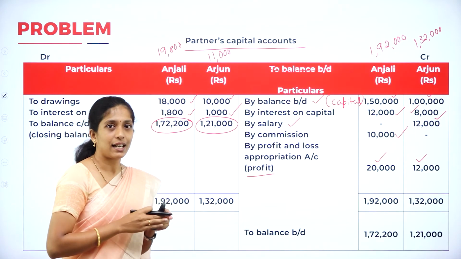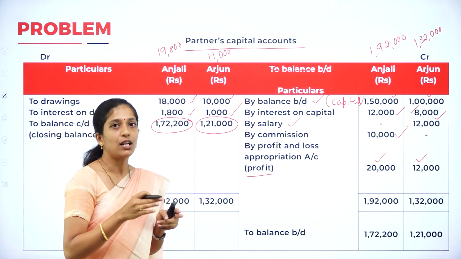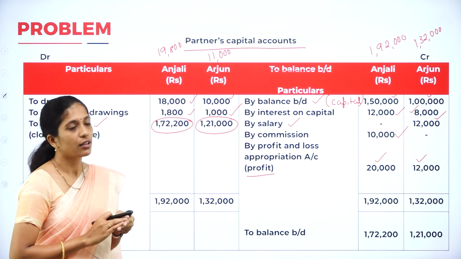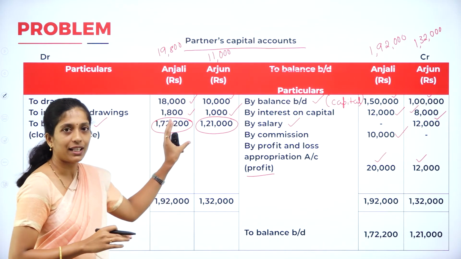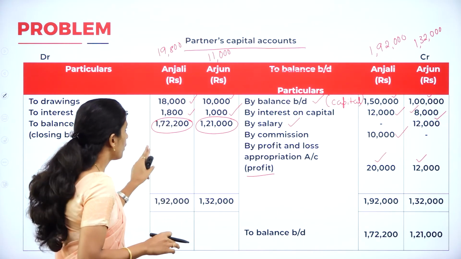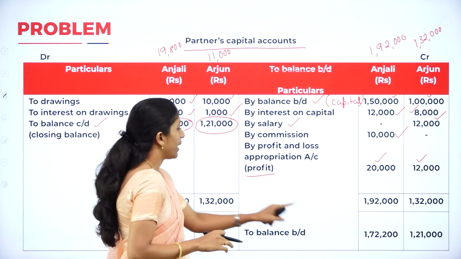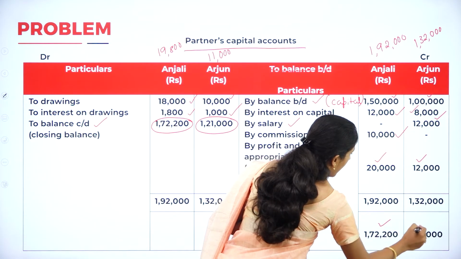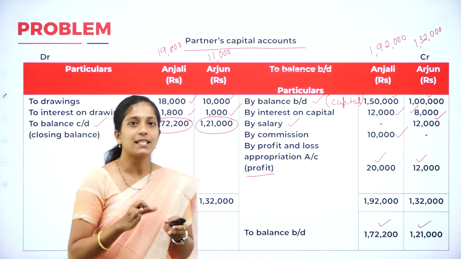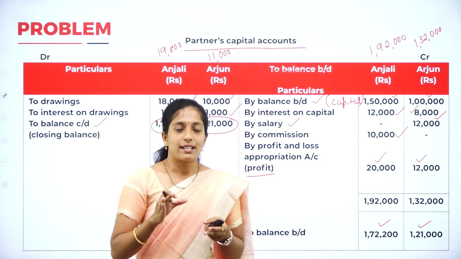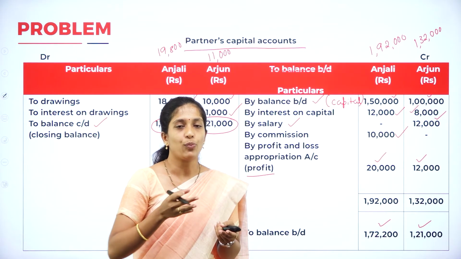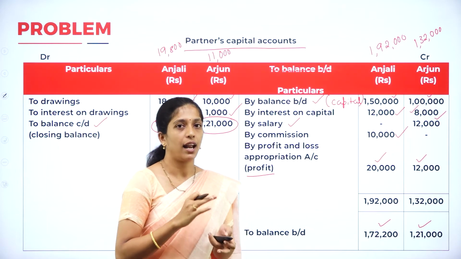You have already written as to balance carried down. In the same way, write the amount in the Arjun column. Now, as I told, whatever amount you have carried down, that amount has to be brought down. So, to balance brought down 1,72,200 and 1,21,000. Hope this problem is very simple. So, try to understand. There we are going to maintain two accounts. Here we are going to maintain only one account, that is partners capital account.